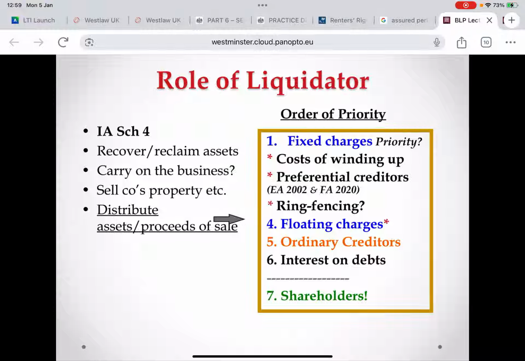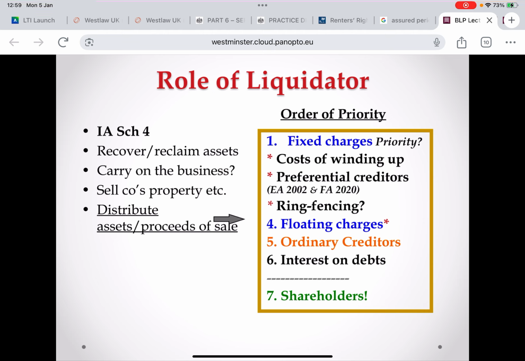And finally, everybody, but with more comment to come in due course, if you are dealing with assets subject to a floating charge, before the bank can get its hands on those proceeds of sale, number 1, the cost of the winding up, number 2, the preferential creditors, and number 3, this idea of ring fencing. A certain percentage of the proceeds of sale of assets subject to a floating charge must be set aside for the benefit of the ordinary unsecured creditors.